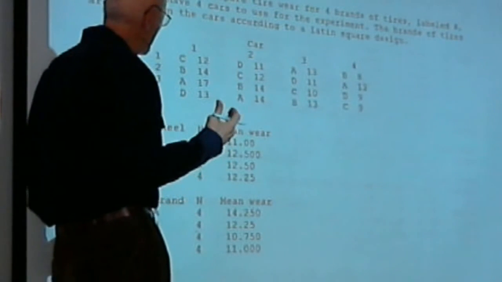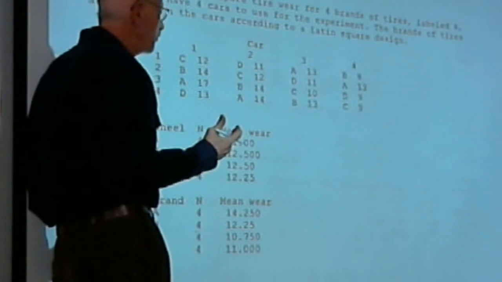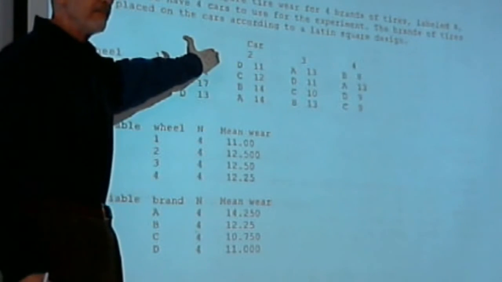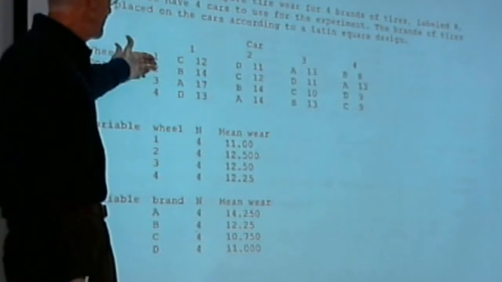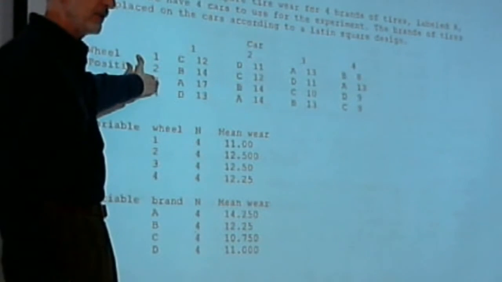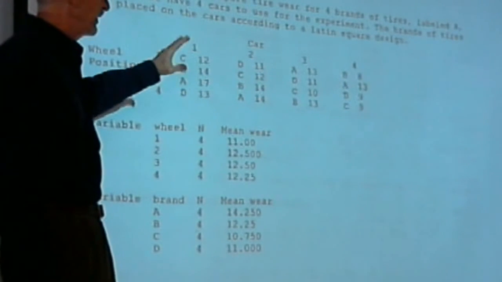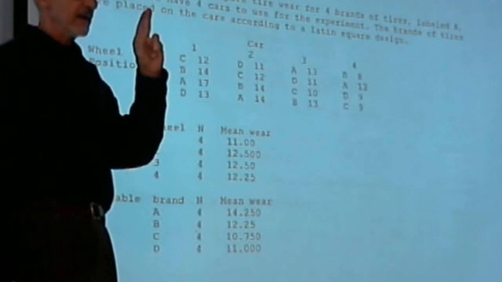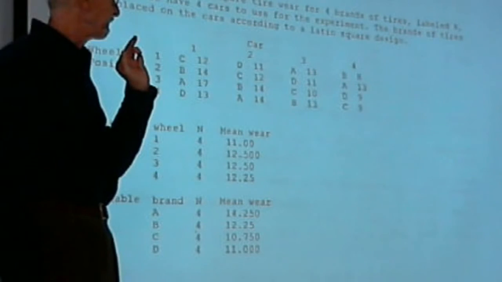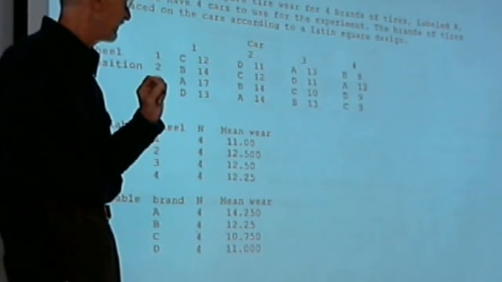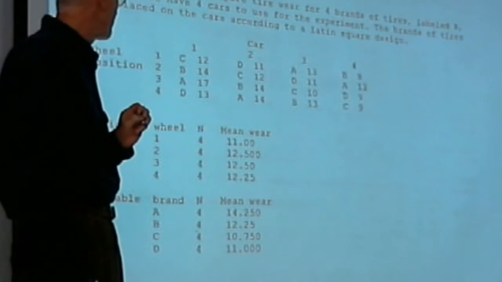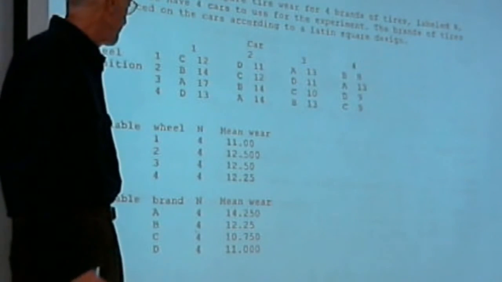In this example, there are really 2 blocking variables. One is the car, and the other is the wheel position. So here's a set of data which has 2 blocking variables in it: car and position of the wheel on the car. And then there's a treatment effect.